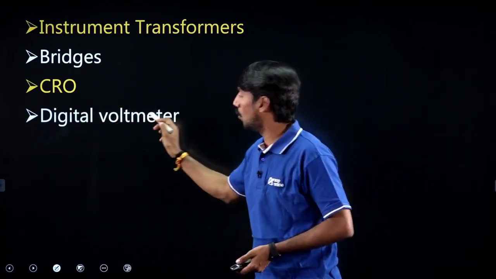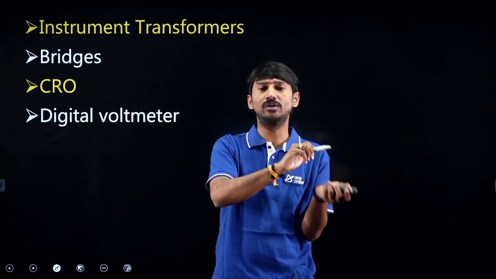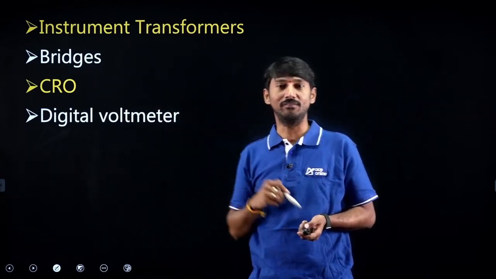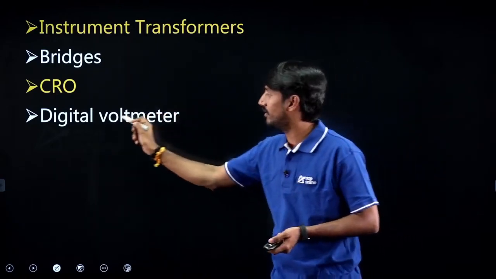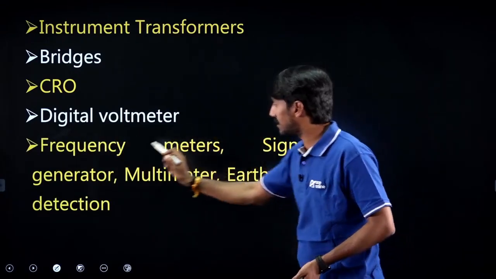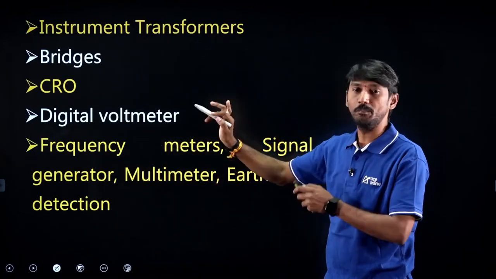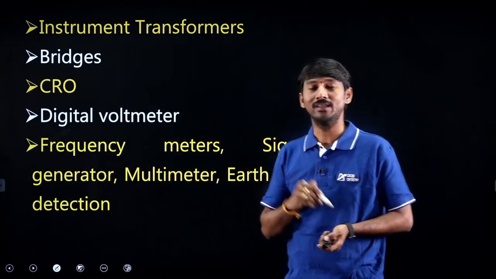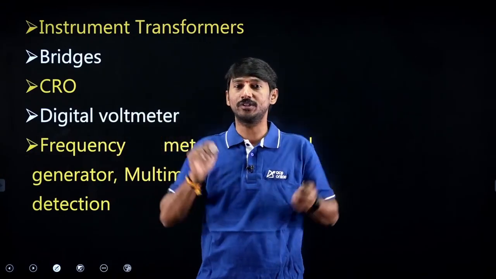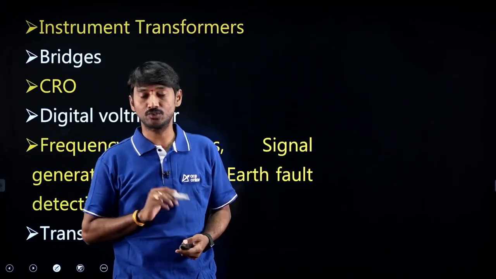And then digital voltmeters, right? Based on the digital signal, ADC, analog to digital converter, then the corresponding processing. 3-digit DVM, 3.5-digit DVM, all will be taken in this. And then frequency meters, signal generator, multimeter, earth fault detection. All these are being covered in the corresponding ACE online RRBJE measurements course. Right? So this is the simple total introduction regarding the subject, subject weightage and the corresponding syllabus that I framed.